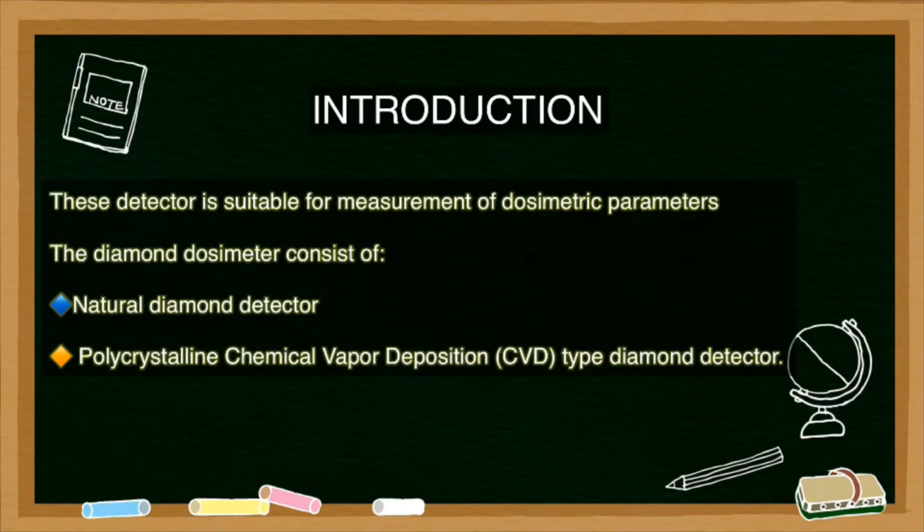The natural diamond dosimeter or detector is of good quality. However, it is very expensive because it is difficult to find a suitable specimen with the right properties. The CVD type diamond detector is known as a cheaper detector, small in size, and has high sensitivity for the intensity modulated radiotherapy, known as IMRT, beam dosimeter.